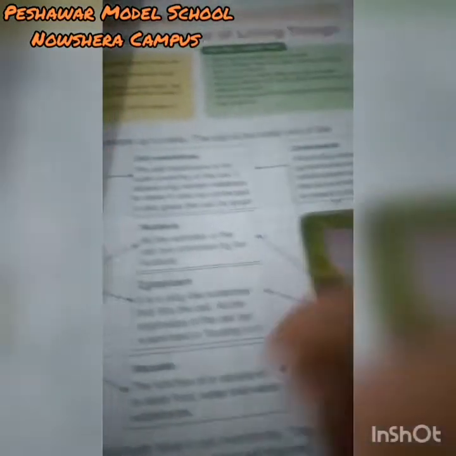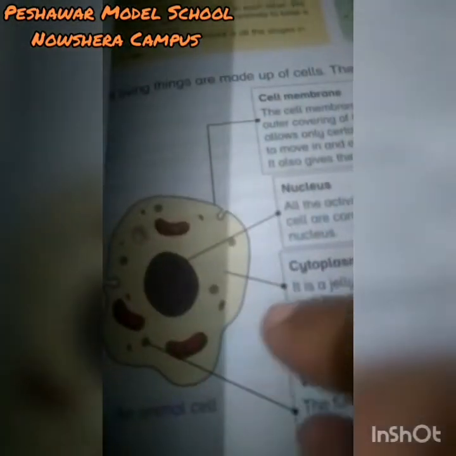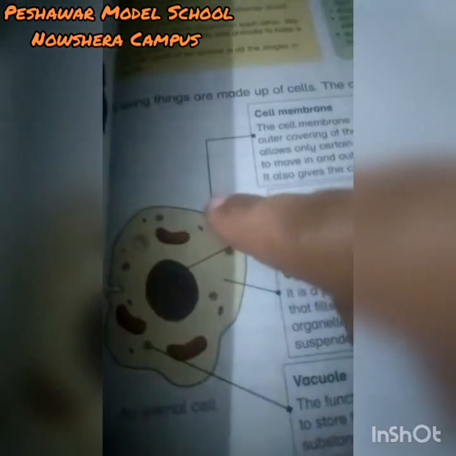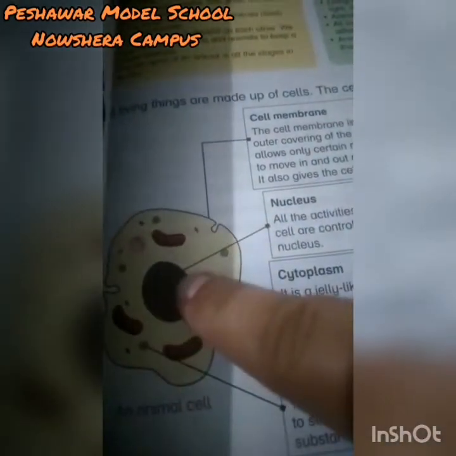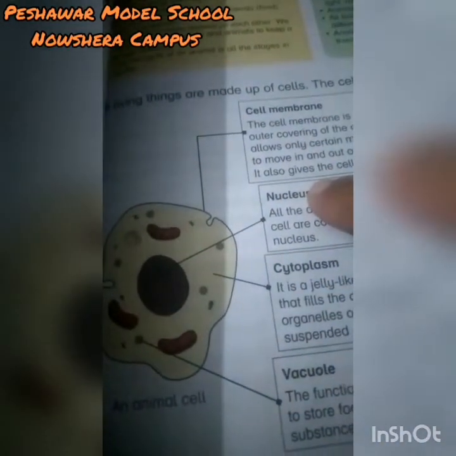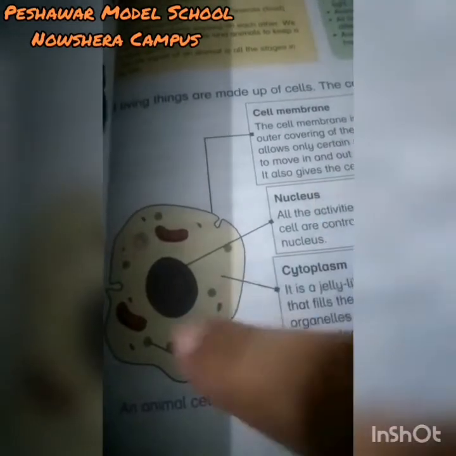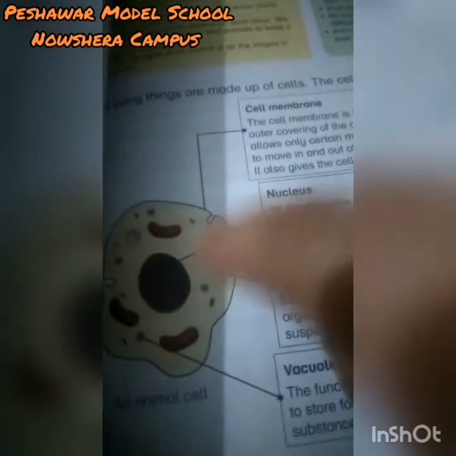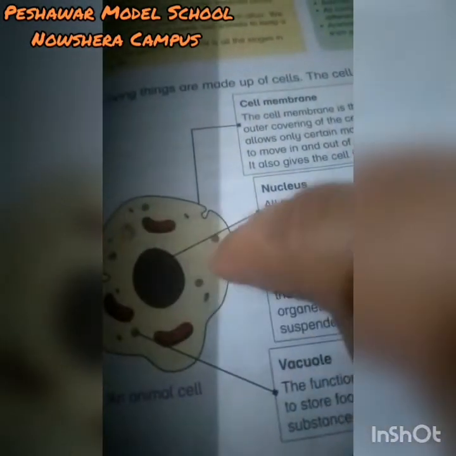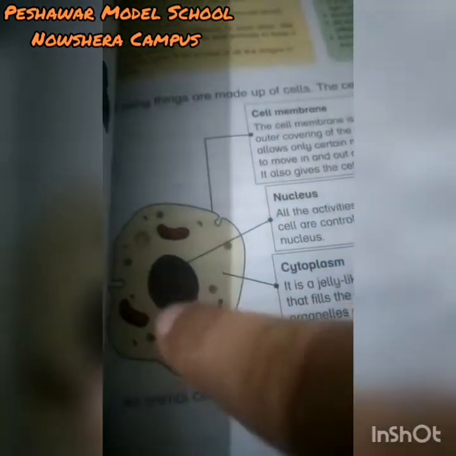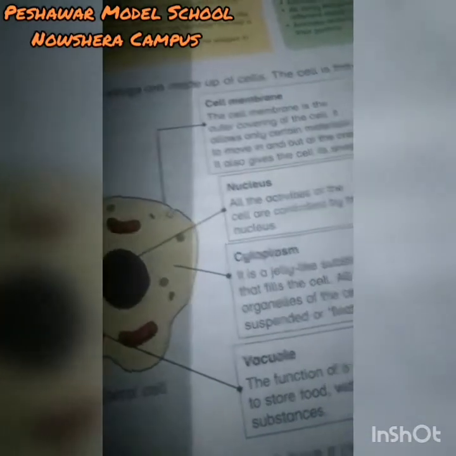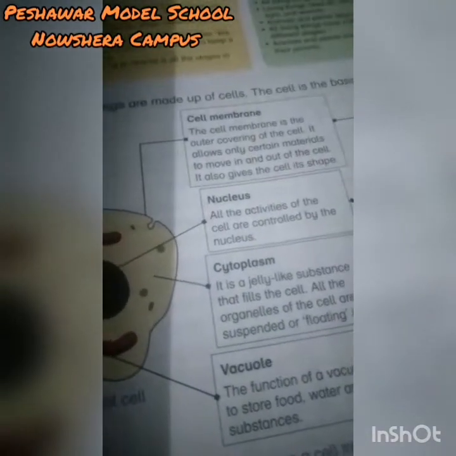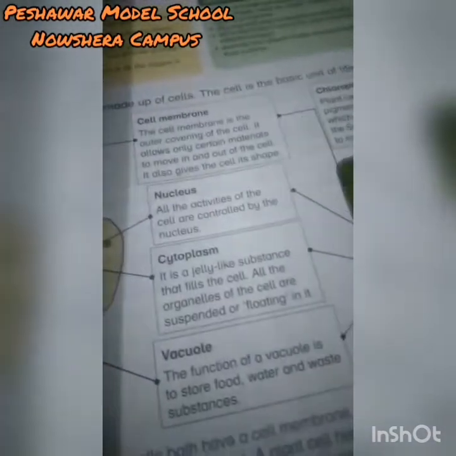There is a difference in the animal cell. The second diagram is of the animal cell. The outer membrane in the animal cell is the cell membrane. The nucleus is present in the middle of the animal cell. This area is called cytoplasm. All the cell organelles are present in the cytoplasm, and there are small vacuoles inside the animal cell. So you will draw plant and animal cells both.